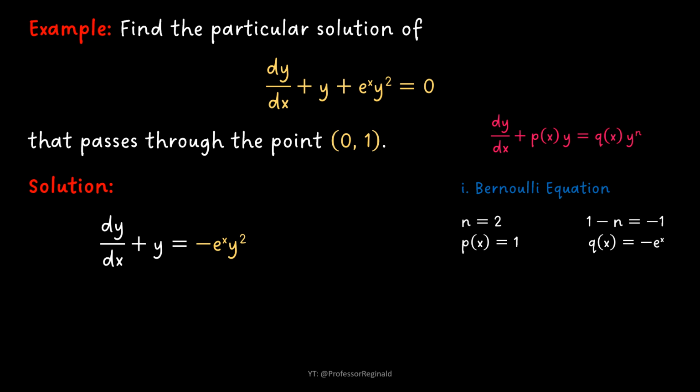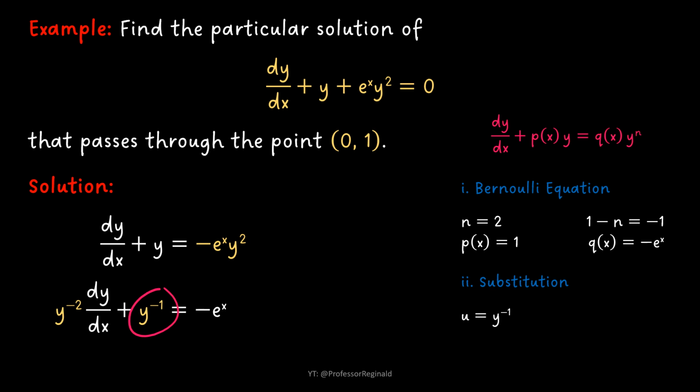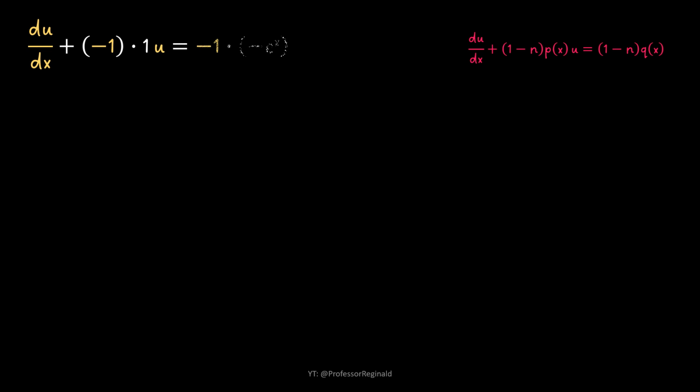Transform into a linear differential equation by dividing both sides of the equation by the nonlinear power of the dependent variable, and applying the following substitution. Let u equals y raised to -1. Using the chain rule, du dx equals -y raised to -2 times dy dx. Write the differential equation in terms of the new dependent variable, which is now a linear differential equation.